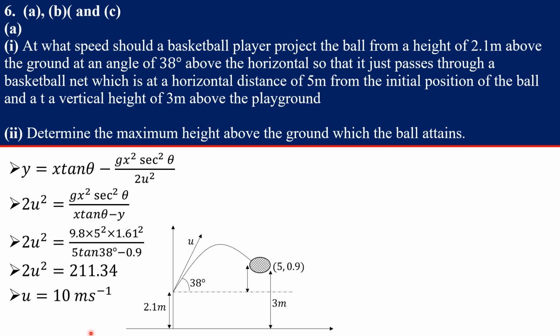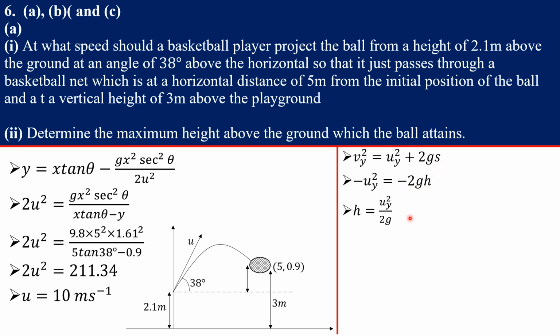Okay, this is one. So we go ahead and determine the maximum height above the ground which the ball attains. We can deduce the maximum height because at the maximum height, Vy is 0. So let's use this equation of motion: Vy squared equals Uy squared plus 2gs. Vy is 0. The particle is going upwards, against gravity, so g is negative. We have negative 2gh, where s is h, so h will be Uy squared over 2g. What is Uy? It's u sine theta. Excuse me, guys. So you have 10.3 sine 38 squared divided by 2g.